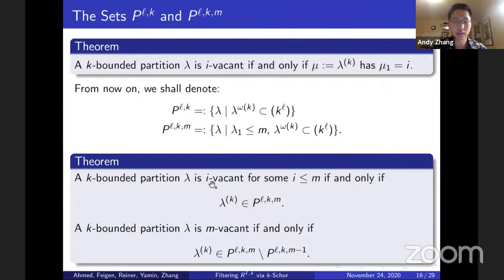So to restate the theorem, a k-bounded partition lambda is i-vacant for some i less than or equal to m if and only if its k-conjugate is inside P_{l,k,m}. And a partition is m-vacant if and only if its k-conjugate is inside the set P_{l,k,m}, but not in P_{l,k,m-1}. So this is just a restatement of the theorem here.